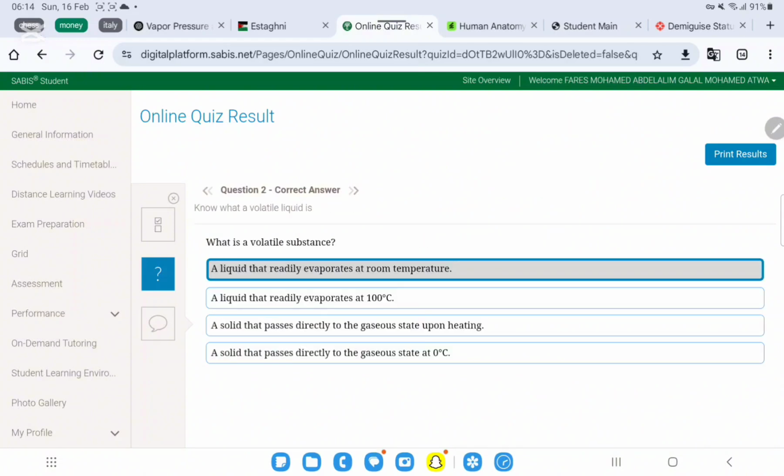What is a volatile substance? A volatile substance is a liquid, we said that before a lot, a liquid that evaporates readily without any change in the temperature of it. Like at room temperature it evaporates, like alcohol.